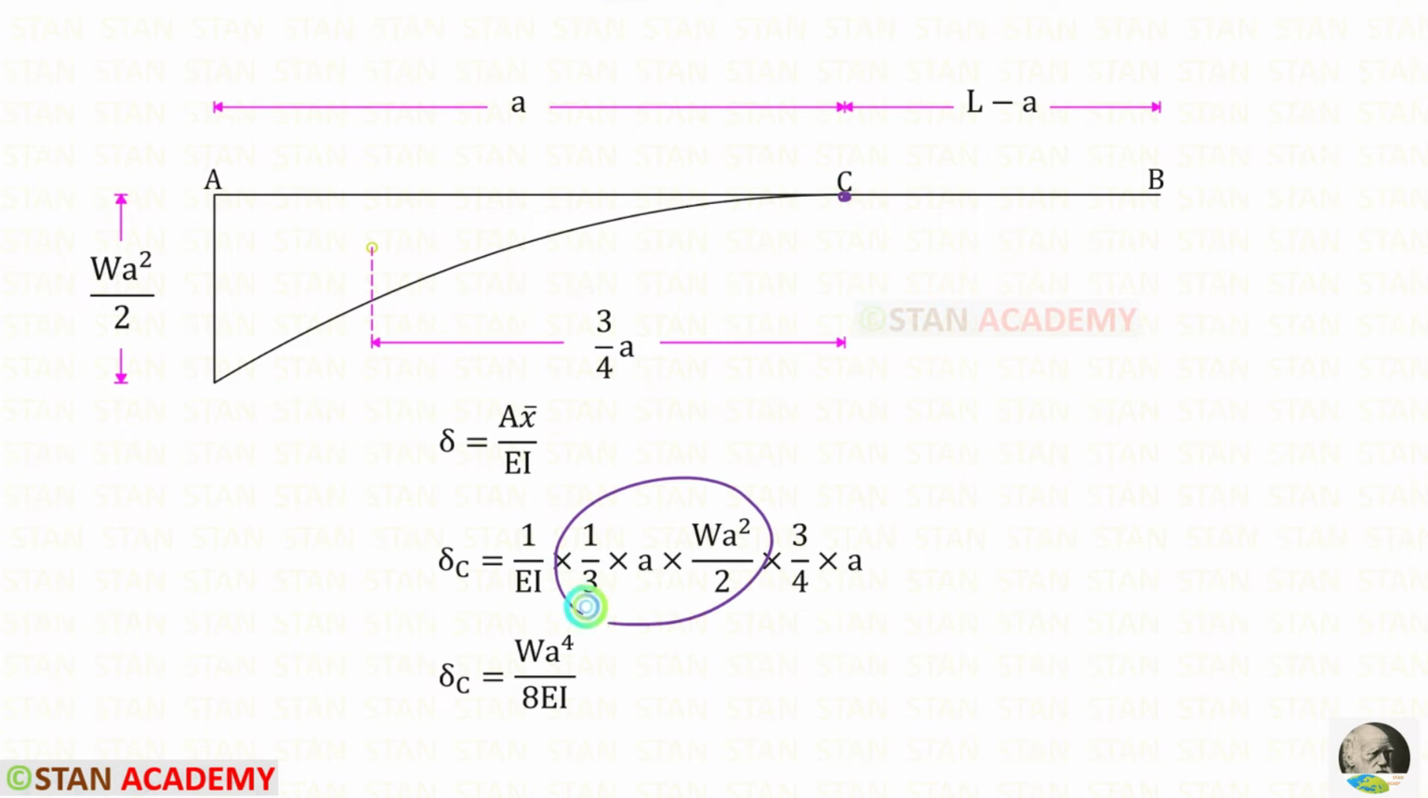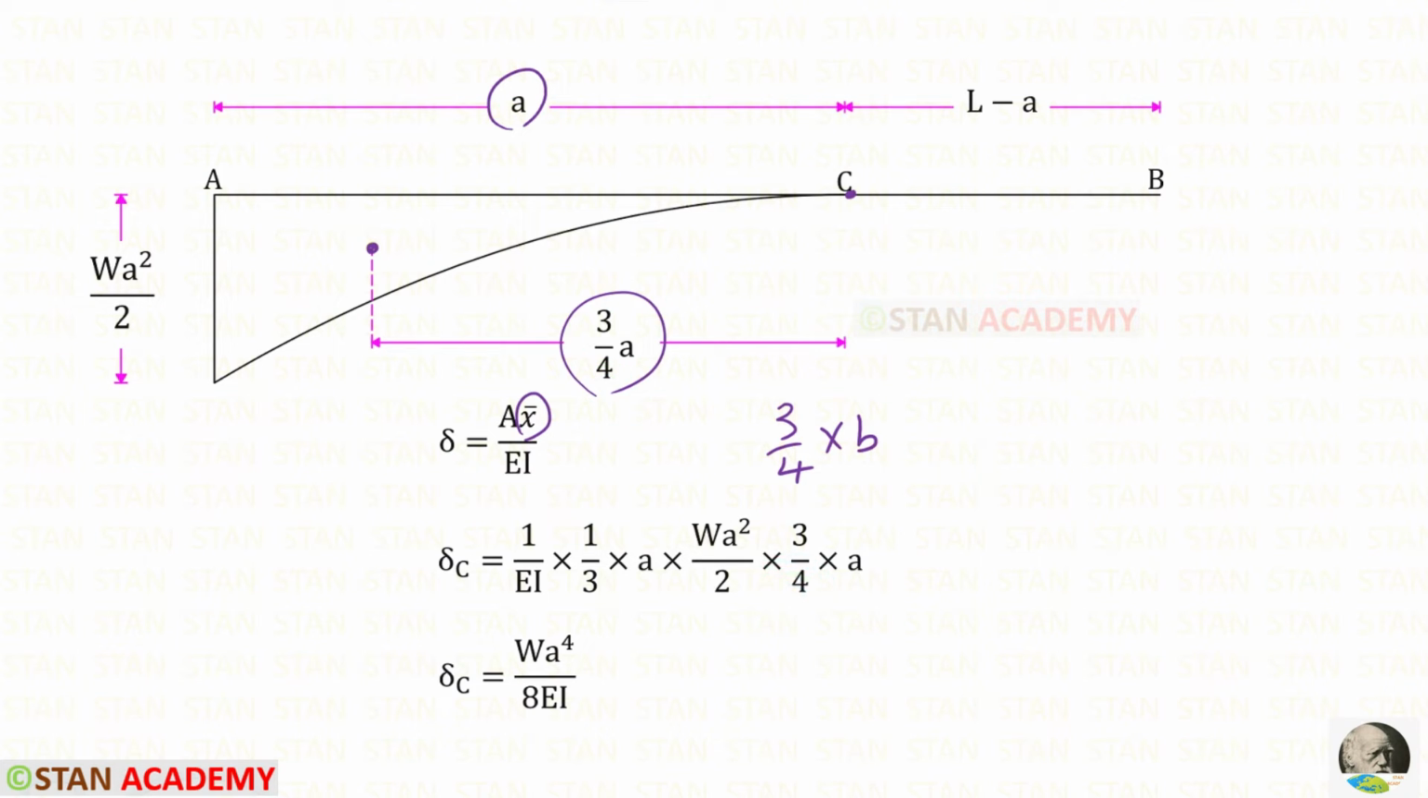The area we know, only we have to find x bar. X bar is the horizontal distance from the center of gravity to the point C, that is 3 upon 4 into breadth. Here the breadth is a, so 3 upon 4 into a, we have to multiply that. In this way, for the deflection at C, we will get wa power 4 upon 8EI.